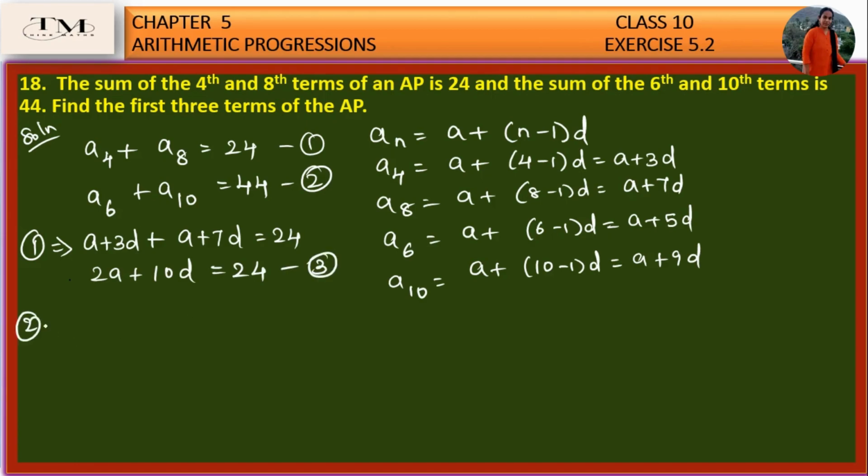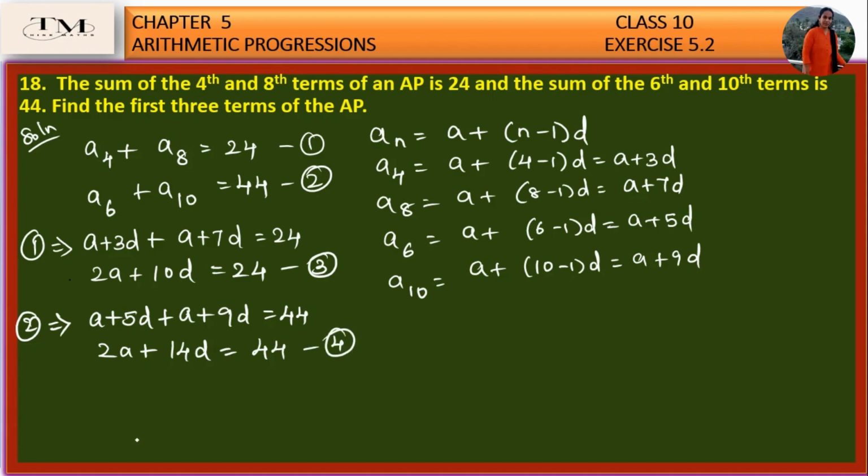What happens to 2? Instead of A6, we can put A plus 5D. So A plus 5D. Instead of A10, we can put A plus 9D. So A plus 9D equal to 44. So A plus A, it is 2A, plus 5D plus 9D is 14D, equal to 44. So this is the fourth equation. We have to find three terms of the AP, so we need A and D.